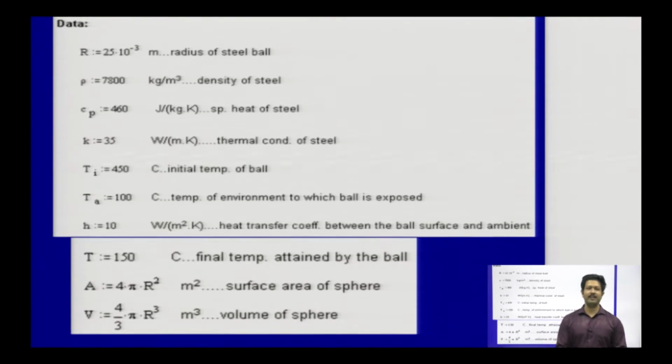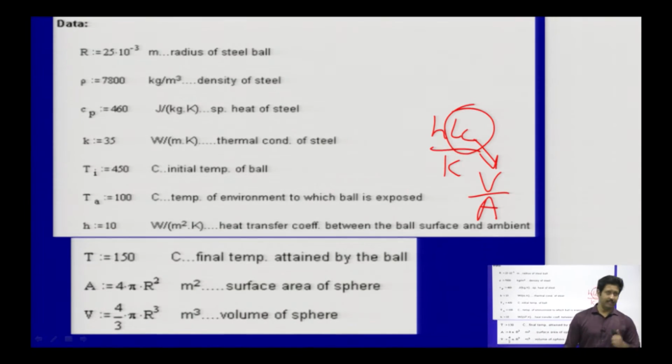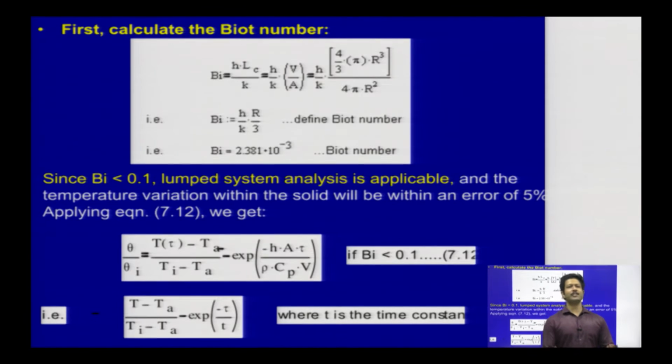And volume. Why are we doing this? Because we need to calculate the Biot number, and the Biot number has Lc, that is hLc by k. This Lc is the characteristic length, which is volume upon area. So we need to calculate volume and we also need to calculate area. Okay, so first calculate the Biot number.